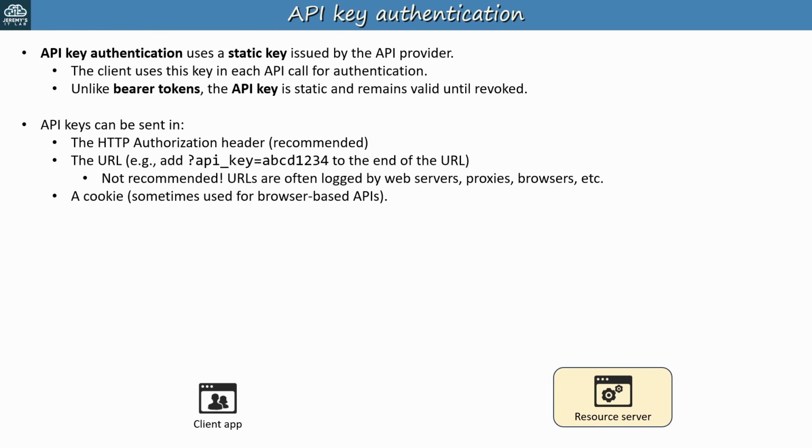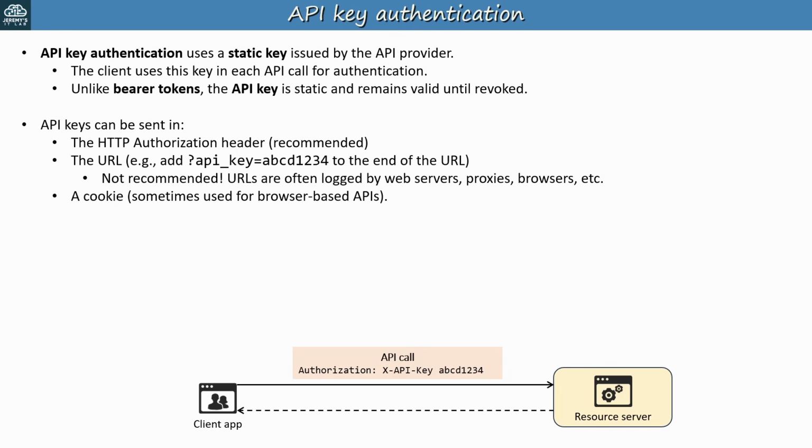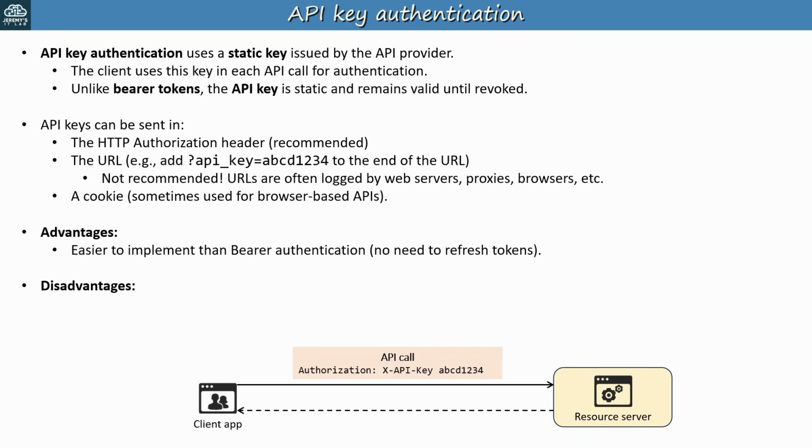It's quite simple. The client sends an API call to the server hosting the resource it wants to access. And the client includes the API key in the authorization header of the HTTP message. Assuming the key was valid, the server then sends its response. Okay, now that we've seen how it works, let's consider a couple of advantages and disadvantages. One advantage is that it's easier to implement than bearer authentication. And API key authentication is good for tracking usage.